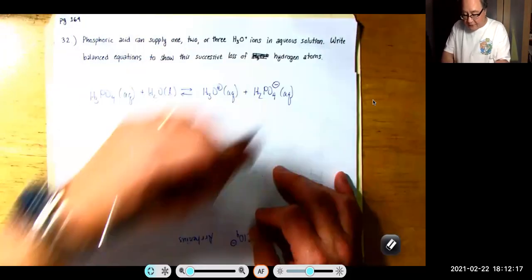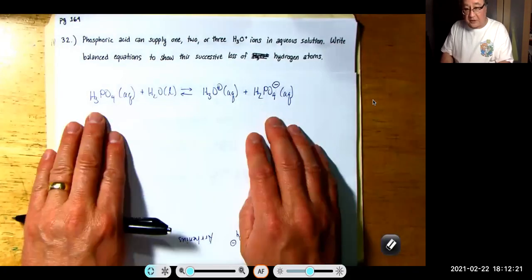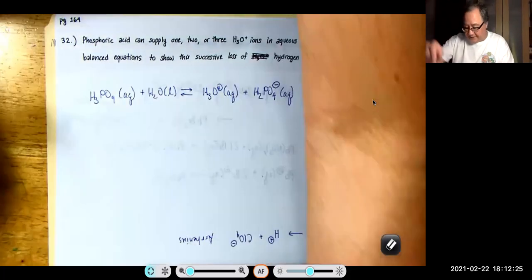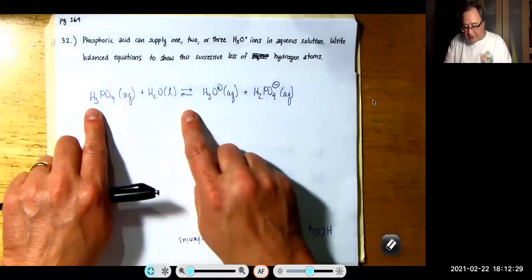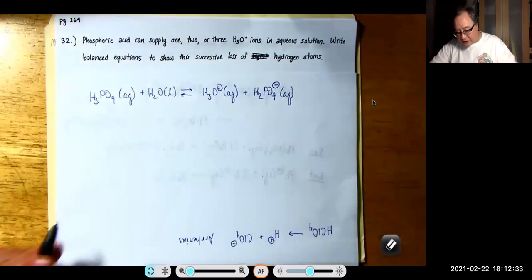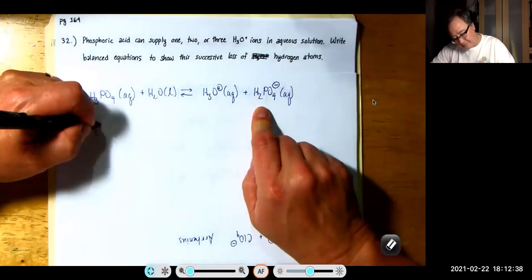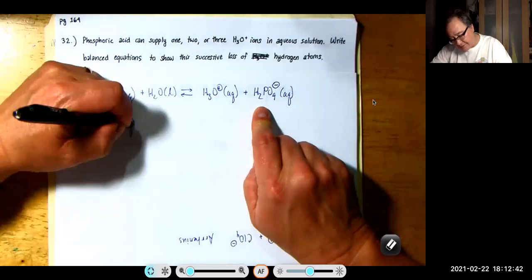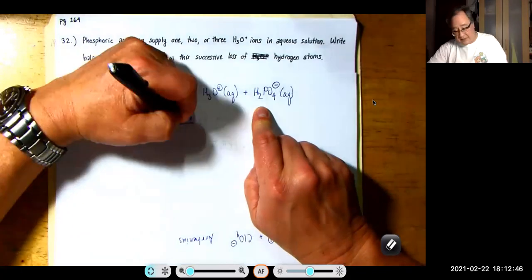So you'll notice that if you look before and after, we have the same number of hydrogens, same number of phosphorus, same number of oxygens, and the same charge. 0 plus 0 is 0, plus 1 and -1 is 0. Now this guy is also an acid. And it can react with water. And it's going to make another hydronium ion.